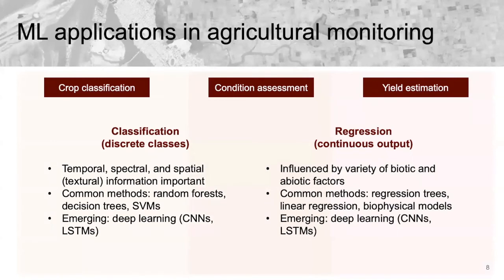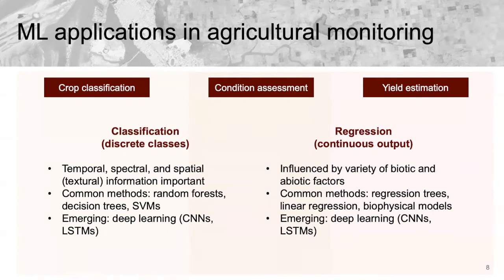On the other side, we're using regression. So in the case of yield estimation, we're looking at continuous outputs. And I grouped condition assessment in here because often when we're talking about condition with respect to yields, it might be just a discretization of the yield estimates.